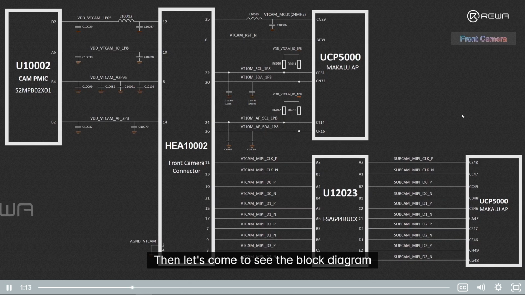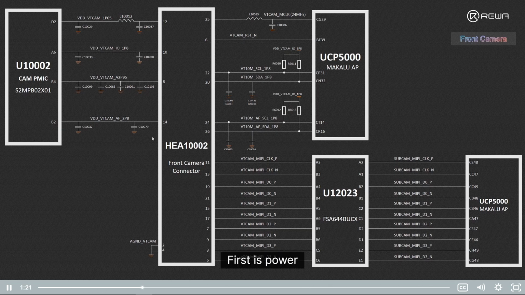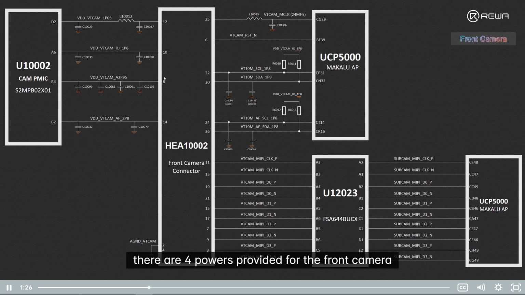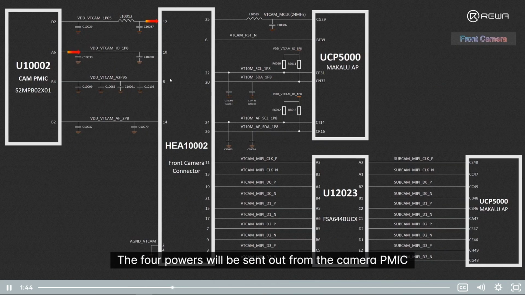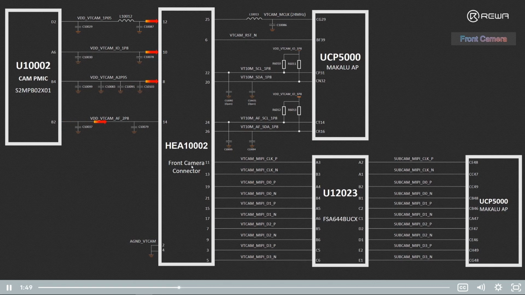Then let's come to see the block diagram. This block diagram is also very simple. So let's come to see the working process. First is power, and as you can see from here, there are 4 powers provided for the front camera. The 4 powers are outputted from the camera PMIC. The voltage values for the 4 powers are 1.05 volt, 1.8 volt, 2.95 volt, and 2.8 volt. The 4 powers will be sent out from the camera PMIC to the front camera connector.